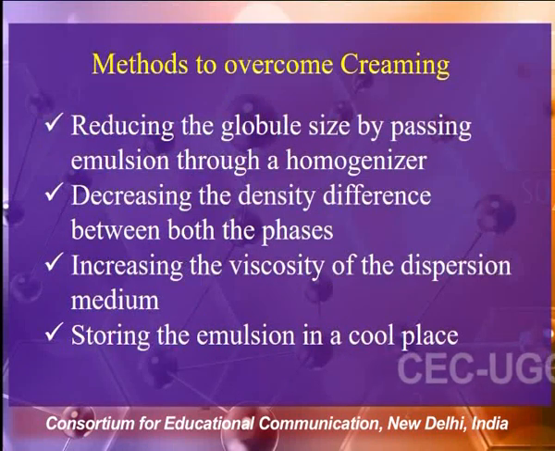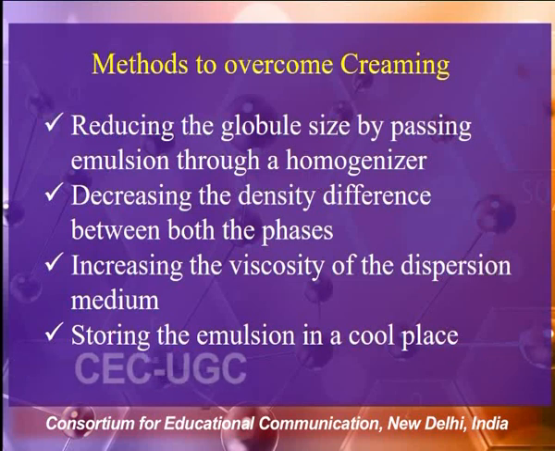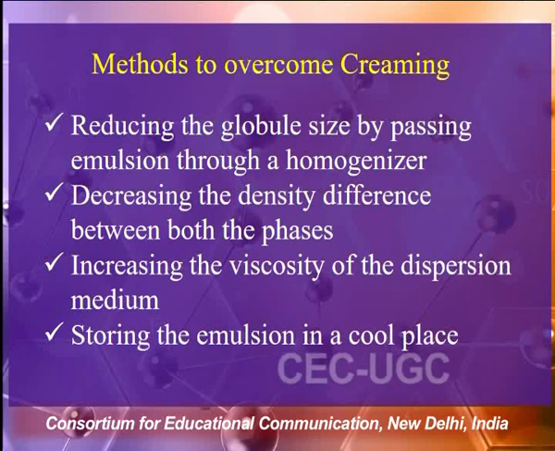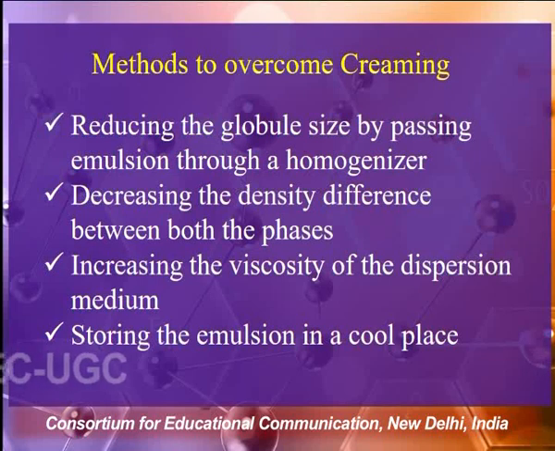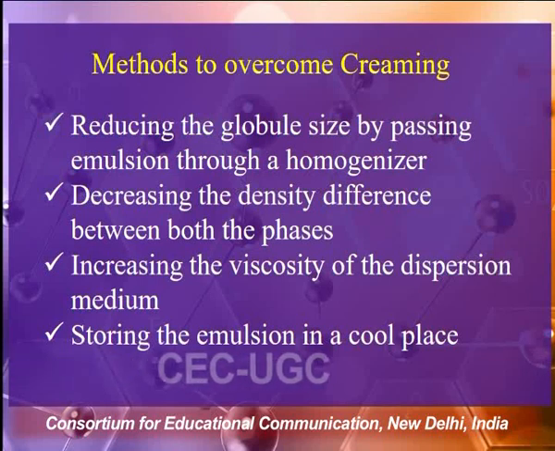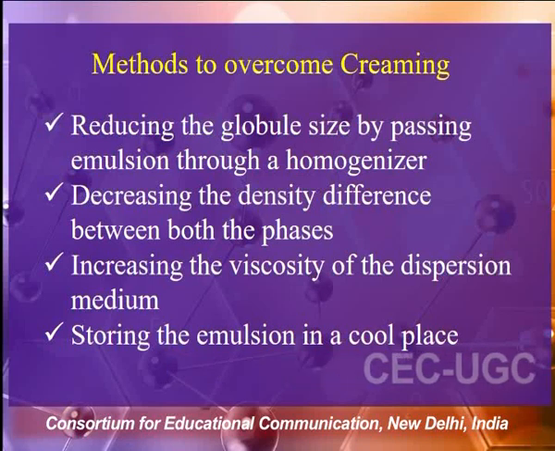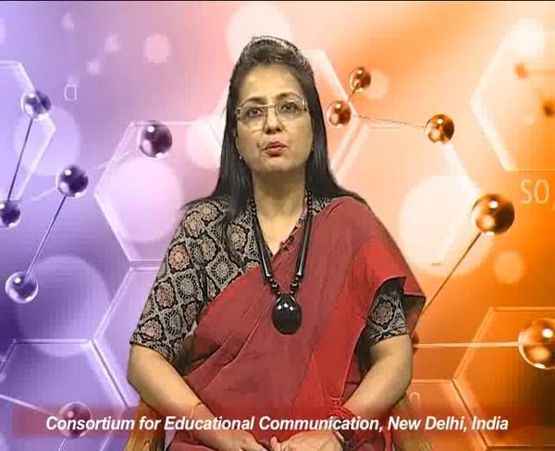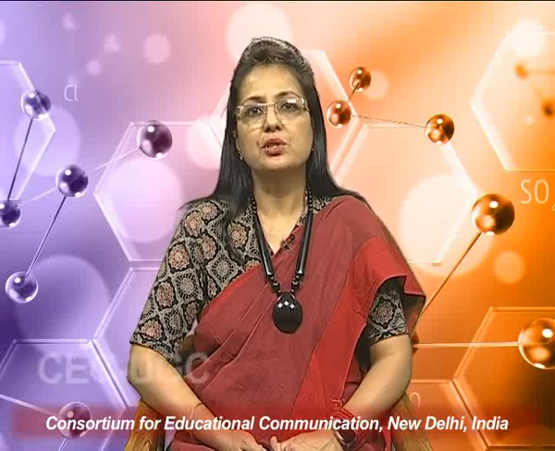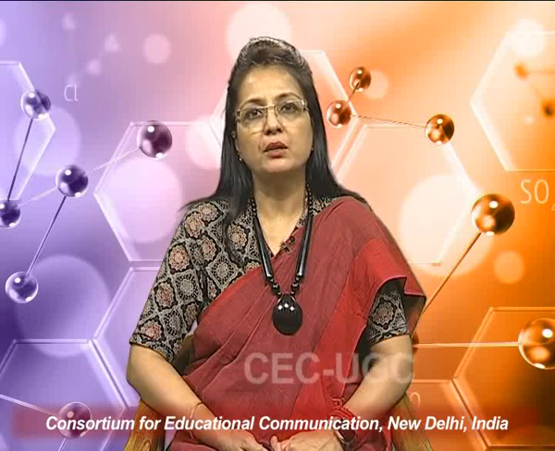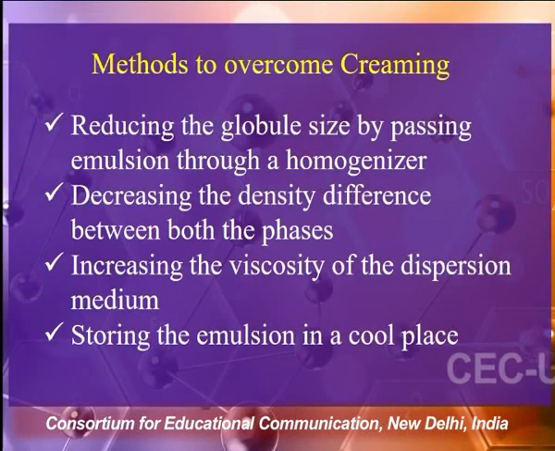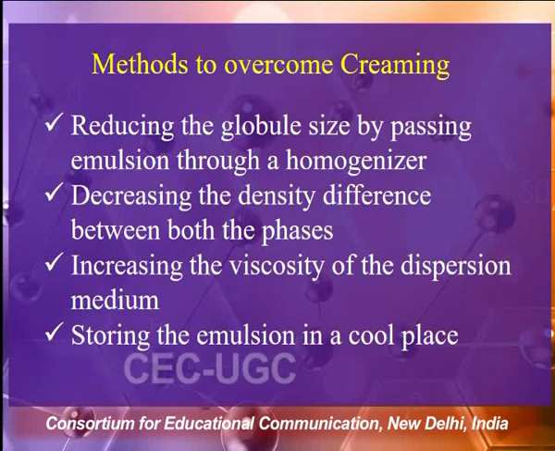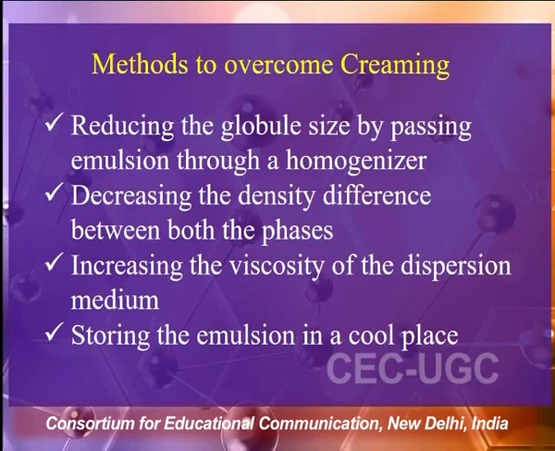Now, in order to overcome the problem of creaming, we can have different strategic approaches. The first and foremost is to have the appropriate globule size, and one can attain this by using a machine called a homogenizer. This will help to get the particle size in the desired range of 0.5 to 5 micrometer. The second approach is decreasing the density difference between both the phases, so that the stability of emulsions can be better.